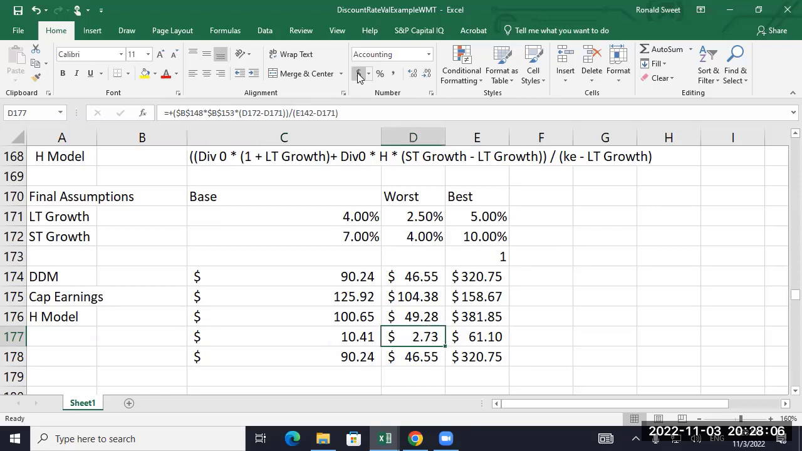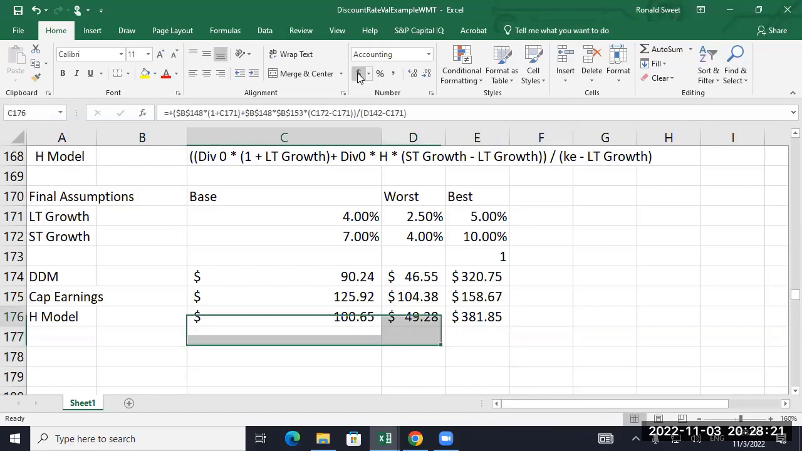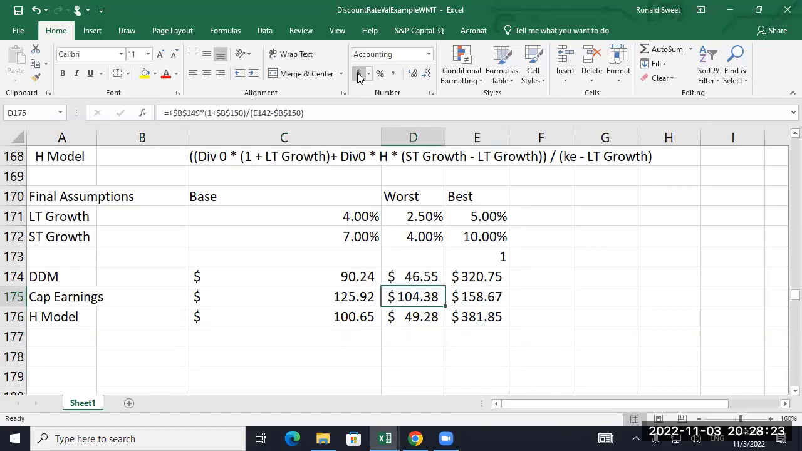Not as much on the worst case, so only adding 2.73. And in the best case, it's adding a whole lot, $61, because that's a pretty high growth rate. However, if you notice, the cap earnings is one of the highest numbers there. All right, that makes sense. How do you convert this?